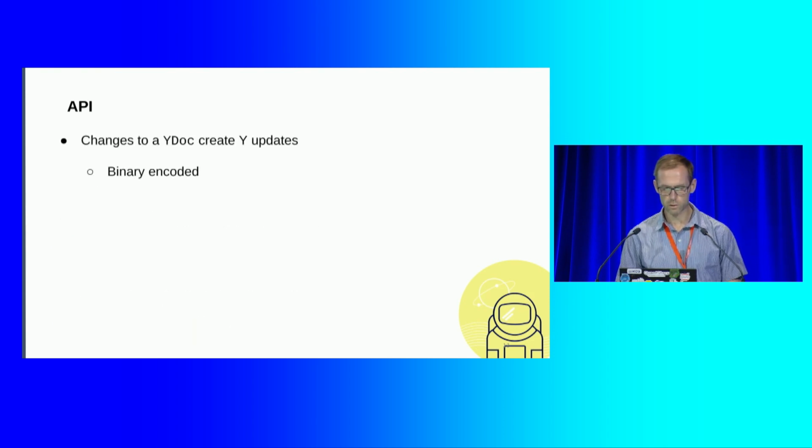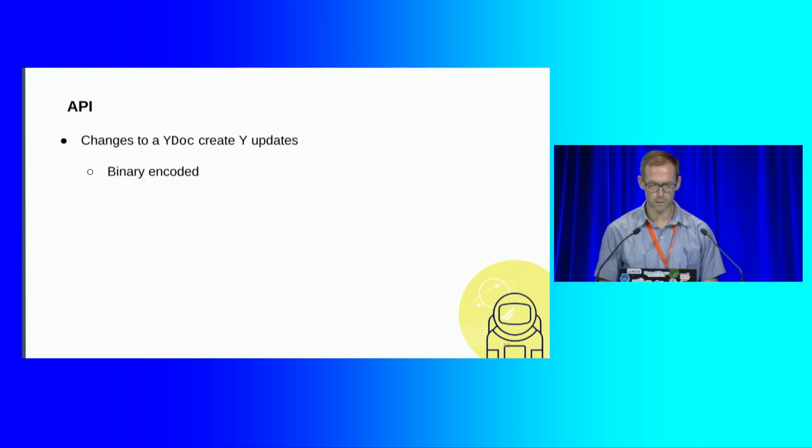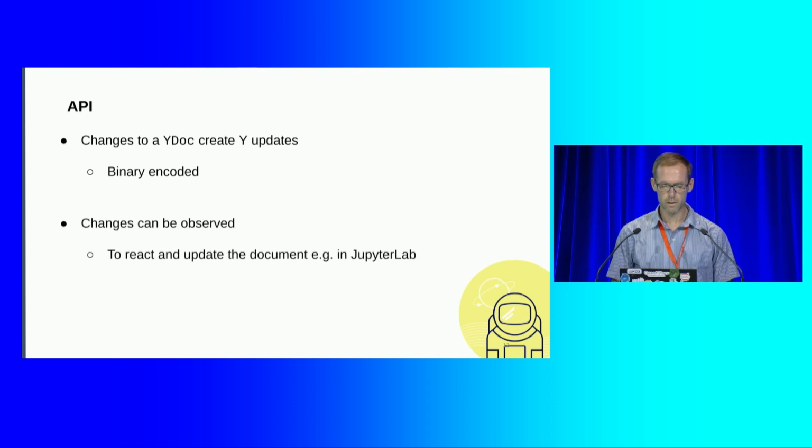So a change to a document creates an update, which is very efficiently encoded data in binary. And you can observe changes to a shared document. For example, JupyterLab frontend does that to react on every change and update the UI accordingly.